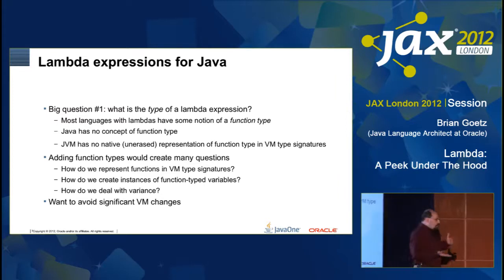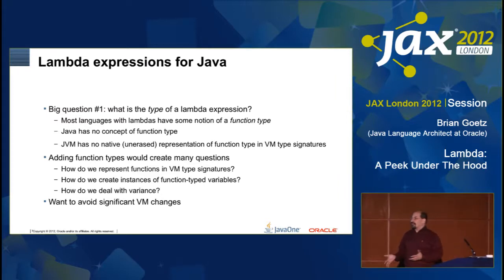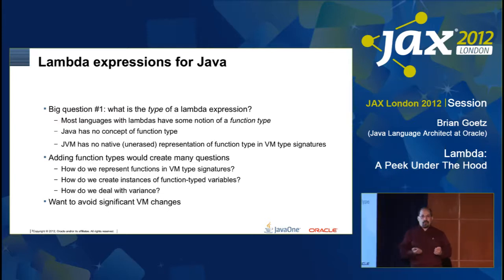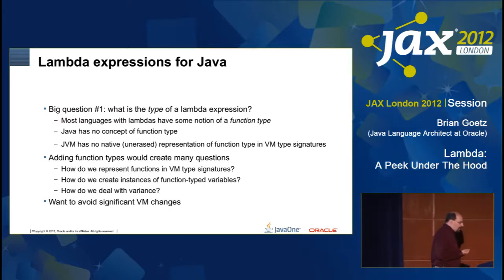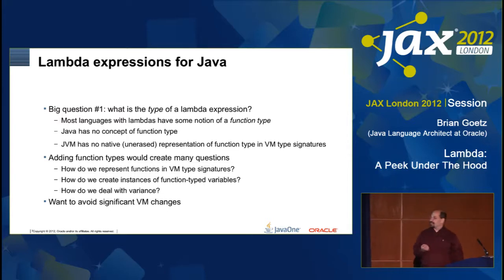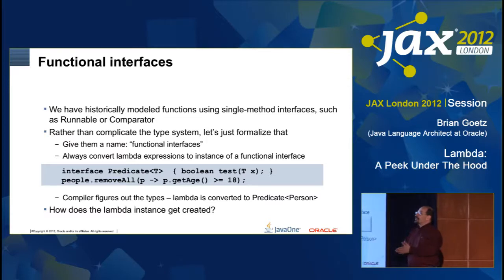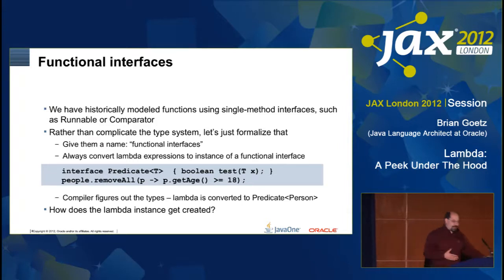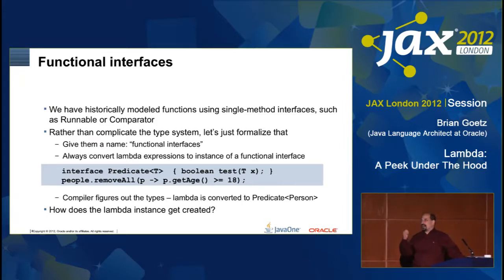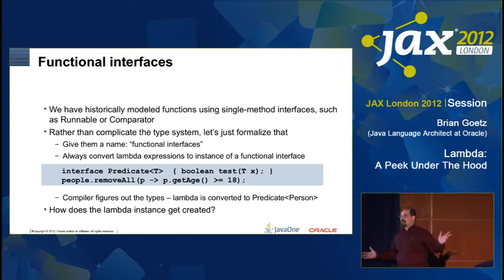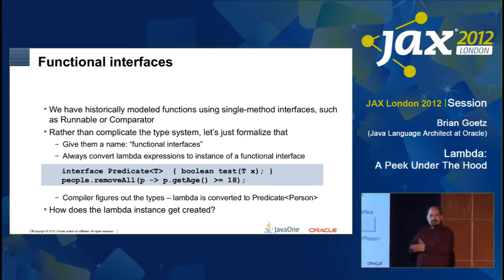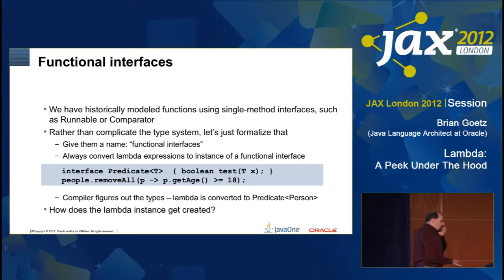And so given that we didn't want to do significant VM changes, we looked at alternatives. One alternative would be to represent function types as generics in the compiler, but that kind of would stink as well because then they would be erased. So we went around looking for other alternatives, and we found one from history, which is historically we've modeled behavior using single method interfaces. The library is full of interfaces like Comparator, Runnable, Callable, ActionListener. And so rather than go type system crazy, which is really fun, we said, let's just keep doing what we're doing. Let's formalize the concept of single method interfaces.